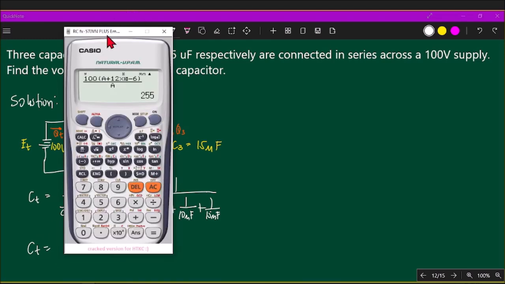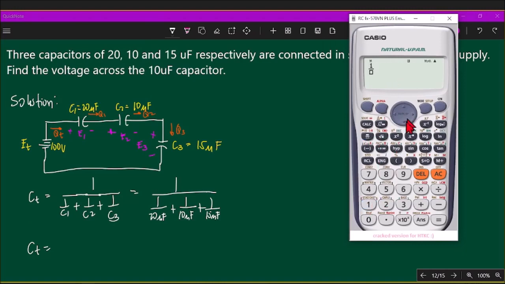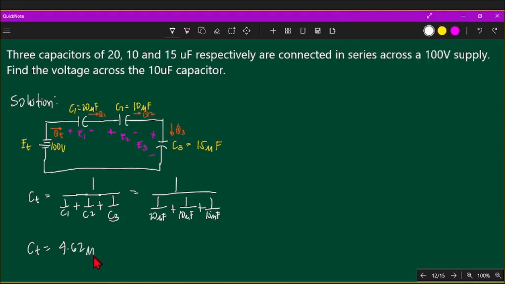Okay, so we have our calculator here. So we have 1 over 20 microfarad plus 1 over 10 microfarad plus 1 over 15 microfarad. It will be equal to 3 over 6500. So we just have that one in micro by clicking our ENG. So that will be 4.62. So we just store that one in A. So that is 4.62 microfarads. So this will be equal to 4.62 microfarad.